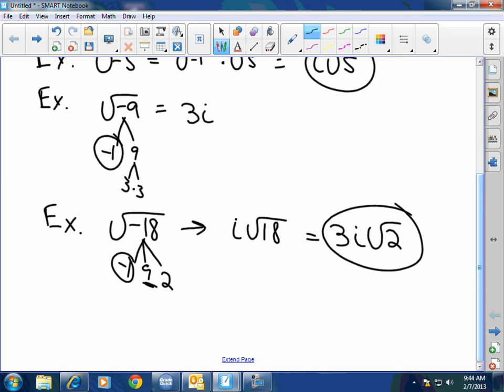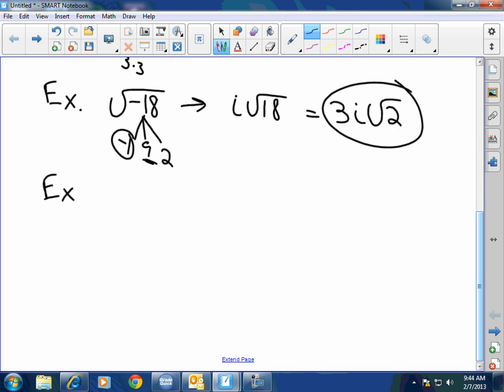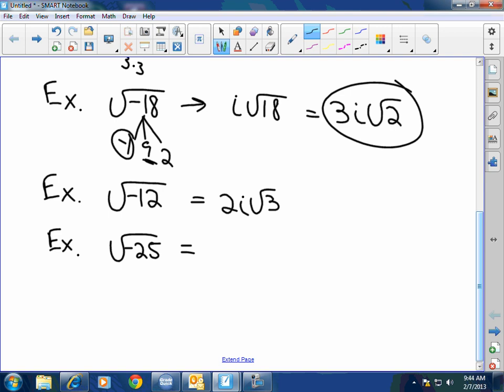Okay, let's do a couple more. What if I tell you find the value of the square root of negative 12? What would that be? Very good. 2i square root of 3. Excellent. What about an easy one here? Square root of negative 25. Not i to the fifth, no. 5i. Very good. Good mistake too. You won't do that again.